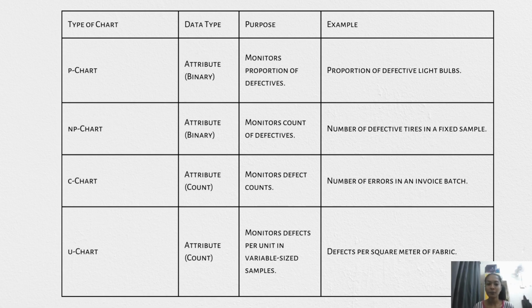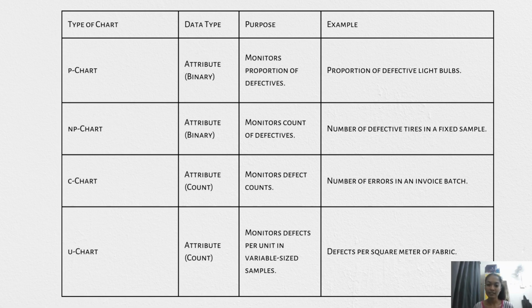For example, proportion of defectives in light bulbs. And NP chart, it is also a binary data type which is used to count defectives, like number of defective tires in a fixed sample. C chart, on the other hand, is a count data type. It is used to monitor the defect count, like number of errors in an invoice batch.